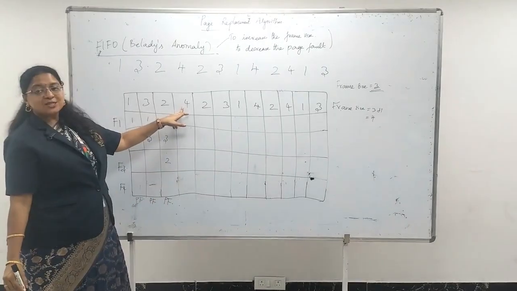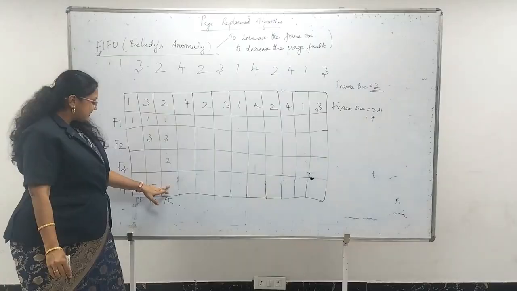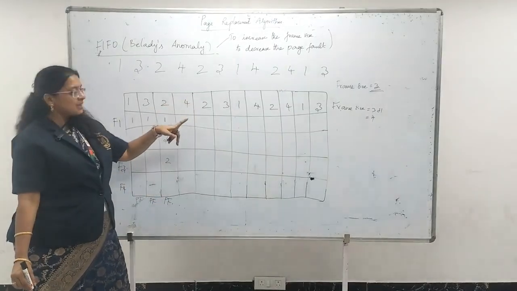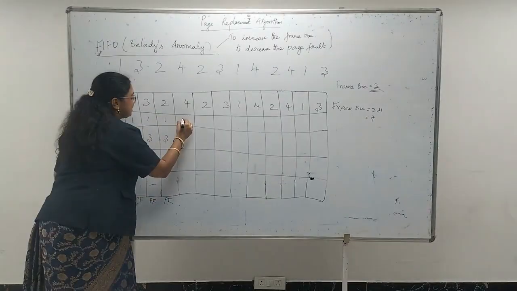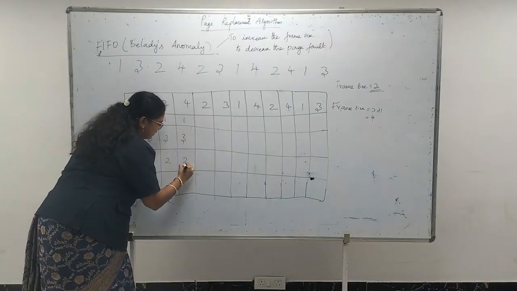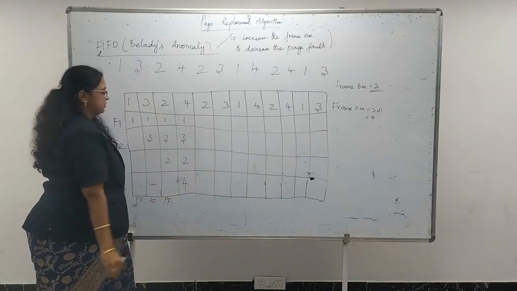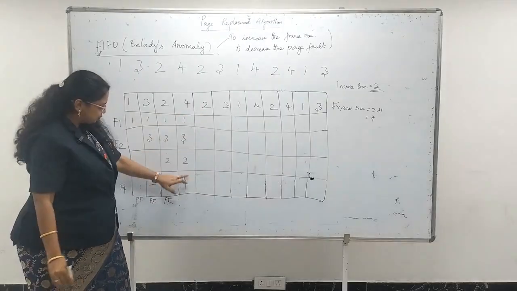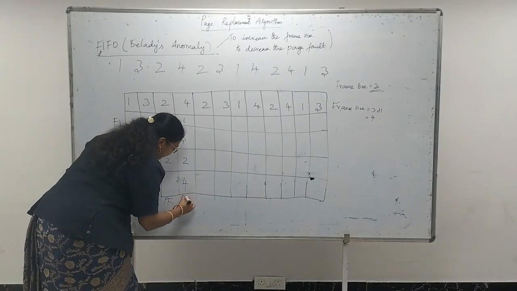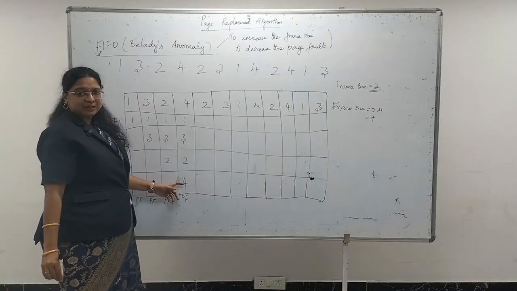Now we are going to insert 4. Here we have added one more frame, so we have added 4 along with 1, 3, 2. Okay, now we have checked with 2. Here 4 is also a page fault, because only now we have inserted 4. That is your page fault.